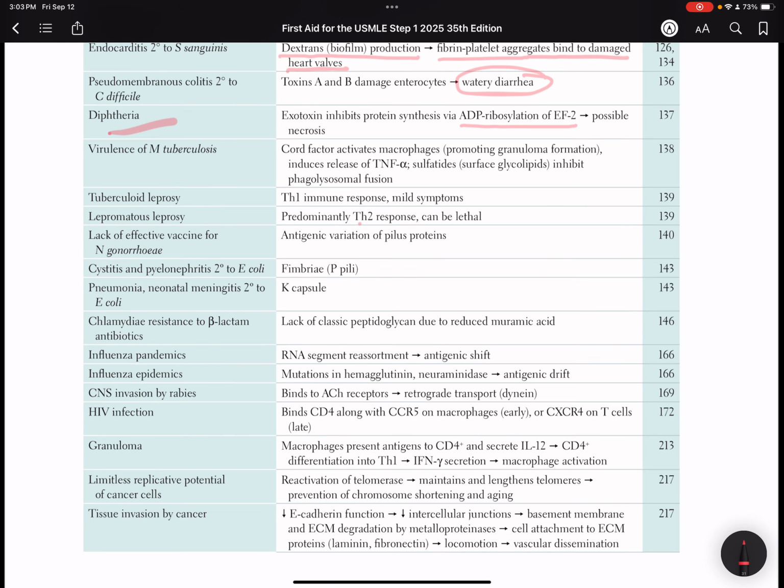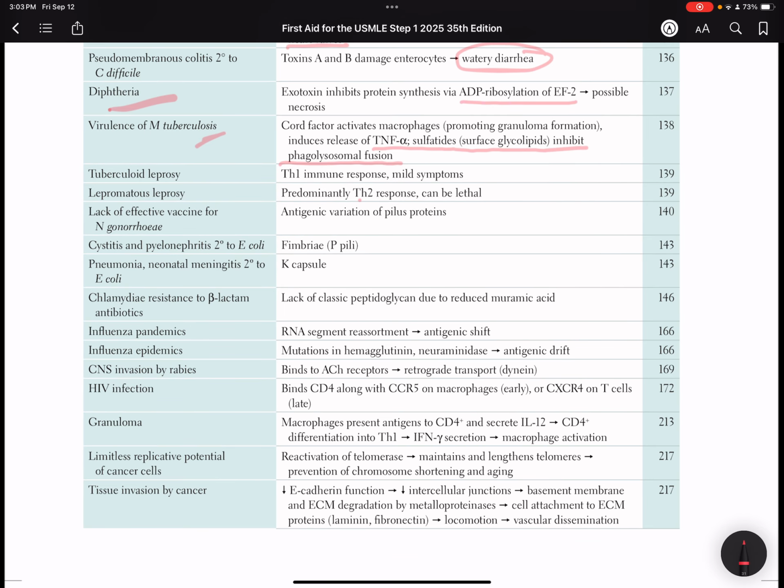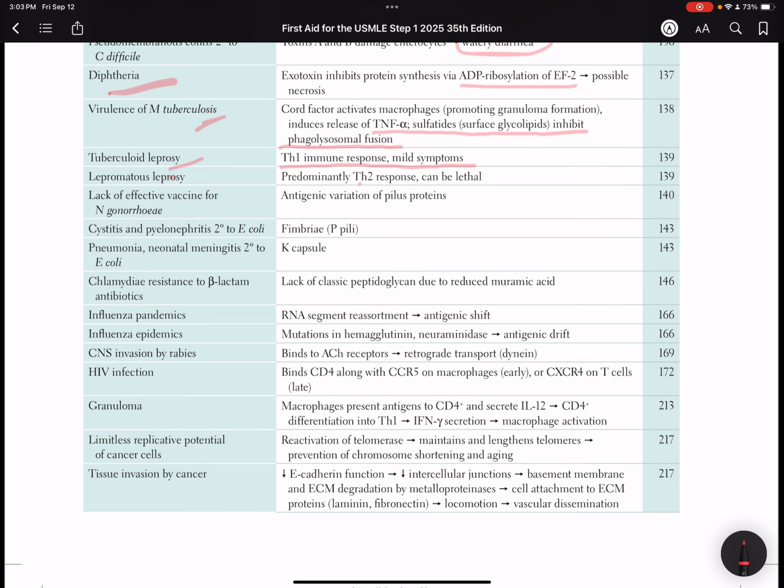What is the virulence of M. tuberculosis? Virulence of Mycobacterium tuberculosis is caused by cord factor, which activates macrophages, promoting granuloma formation and inducing release of TNF alpha. Sulfatides, surface glycolipids, inhibit phagolysosomal fusion. What is tuberculoid leprosy? Tuberculoid leprosy is caused by a Th1 immune response. This is a mild symptom. What is lepromatous leprosy? Lepromatous is Th2 response mediated and this can be lethal.